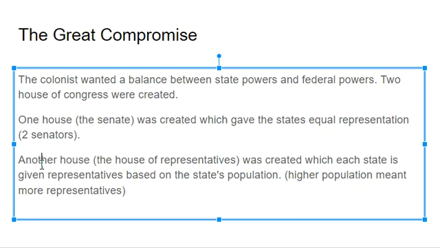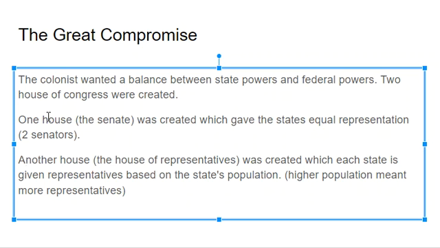But there's also another house called the House of Representatives. This was created so that each state is given representation based on the state's population. So higher population meant more representatives. California has 50 million people, so they have the most representatives. They might have 30 representatives. Maybe North Dakota or Wyoming have 600,000 people. They're only going to have one representative.